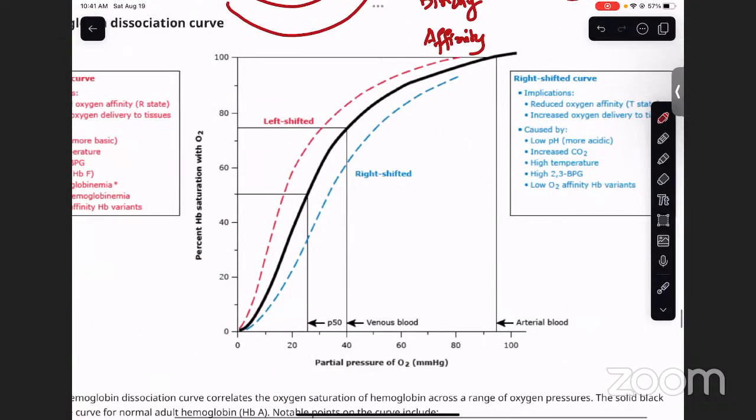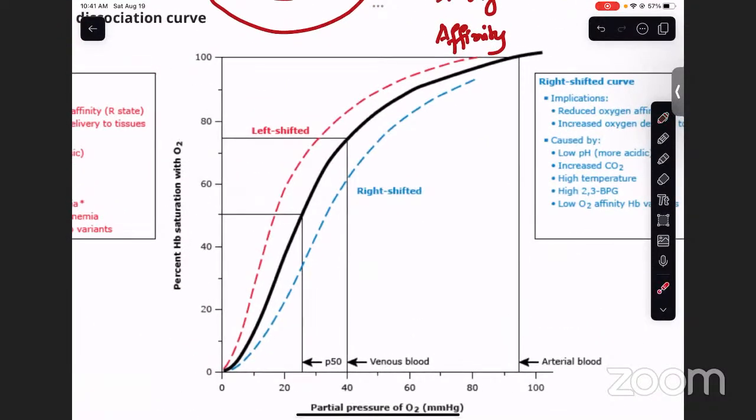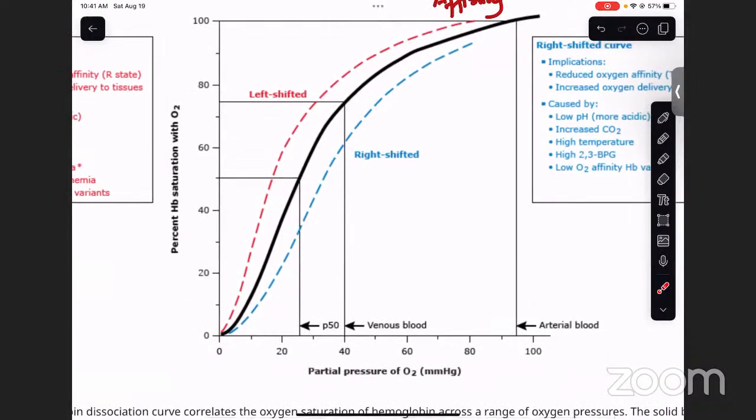Okay, here, let's see our normal oxyhemoglobin dissociation curve. This is the black line. You can see here. On the y-axis, there is percent oxyhemoglobin saturation with oxygen, and on the x-axis, there is the partial pressure of oxygen. And this is our venous blood level. At this level, hemoglobin must deliver the oxygen to our tissue. That's a normal mechanism. Okay.